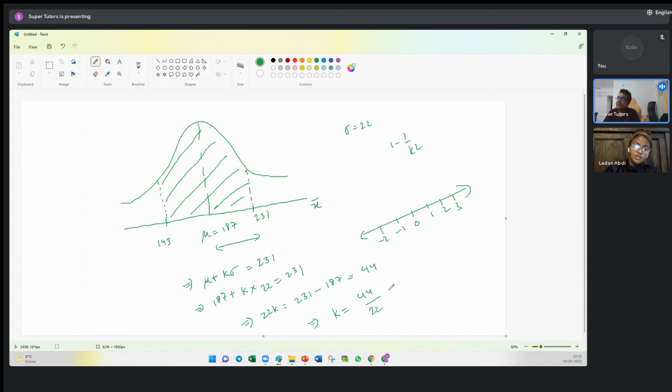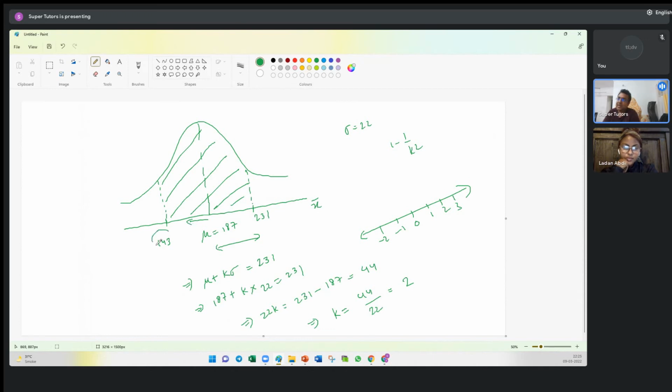What is that? Do you need a calculator? It's 2. That's why I said, very simple numbers here. So I am going 2 standard deviations ahead, so I know the value of k. Now I must go the same number of standard deviations to the left also. That's my rule for Chebyshev's.